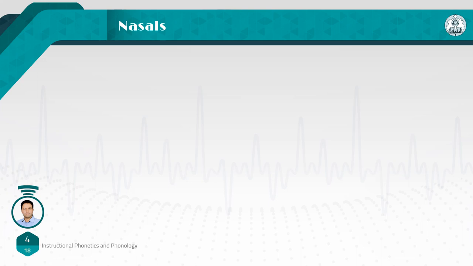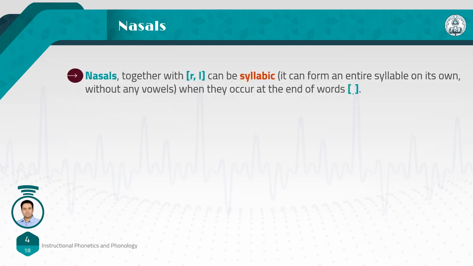Nasals. The nasal consonants of English vary even less than the fricatives. Nasals, together with r and l, can be syllabic when they occur at the end of words. As we have seen, this diacritic, which comes under a consonant, indicates that it is syllabic. Vowels, of course, are always syllabic and therefore need no special mark.